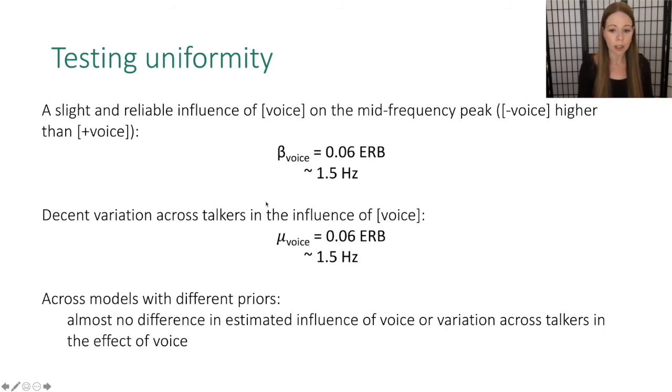For the variation across talkers in the influence of voice, there's actually a similar number. We get a standard deviation of 0.06 ERB across talkers in how much voice can impact the mid-frequency peak. So some talkers really don't have the influence others do. And across models with the different priors, there's almost no difference in these estimated influences of voice or the variation across talkers in the effect of voice. So it doesn't matter which prior we start with, the data overwhelms it. Now all we're comparing is that initial starting point for the model, which model is best.